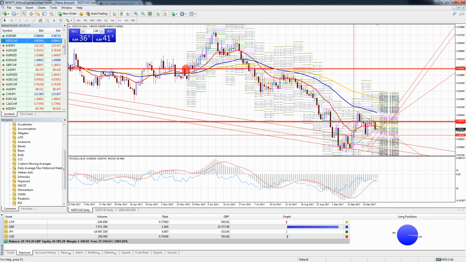I've checked New Zealand CAD, no great data out in the next 48 hours with the New Zealand dollar. And tomorrow there's some Canadian data which I'll keep an eye on, so we'll just see. Other than that, we'll just carry on selling this market.